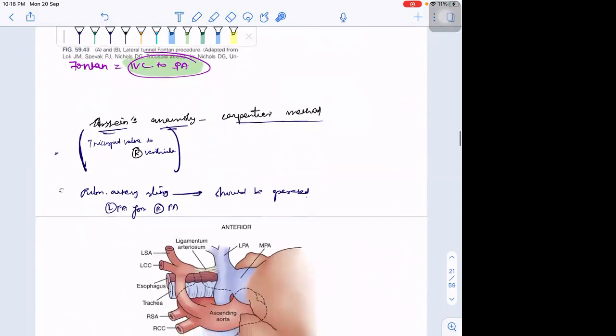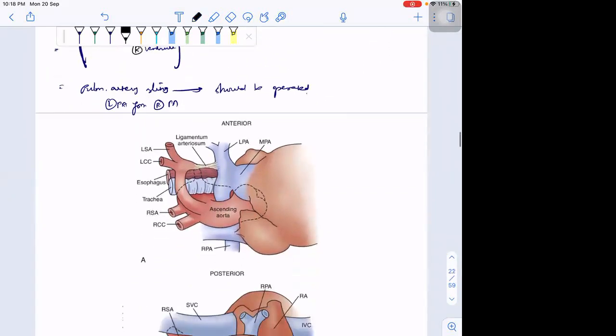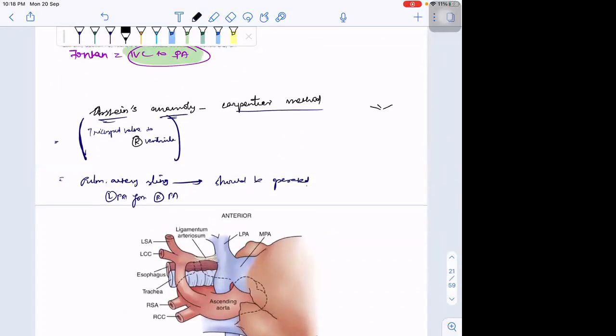So what is Ebstein's anomaly? It is a tricuspid valve bulging into the right ventricle. When the tricuspid valve is bulging into the right ventricle, it is called Ebstein's anomaly. So what is the surgical procedure used for Ebstein's anomaly? Carpenter's method is used for Ebstein's anomaly.